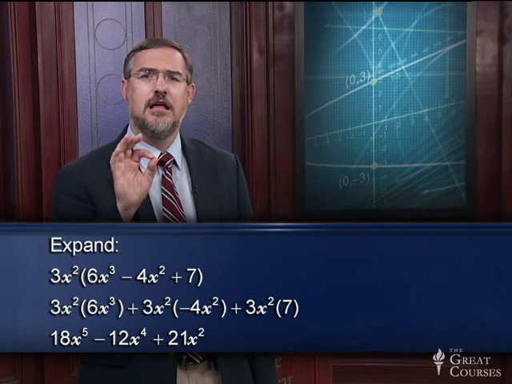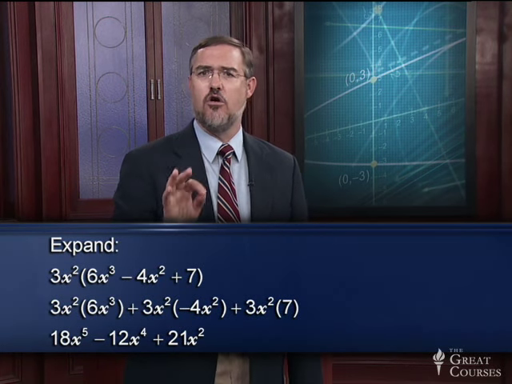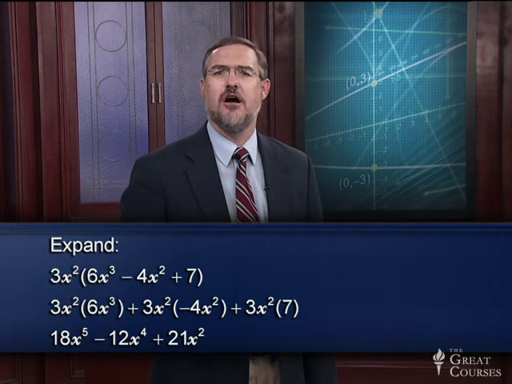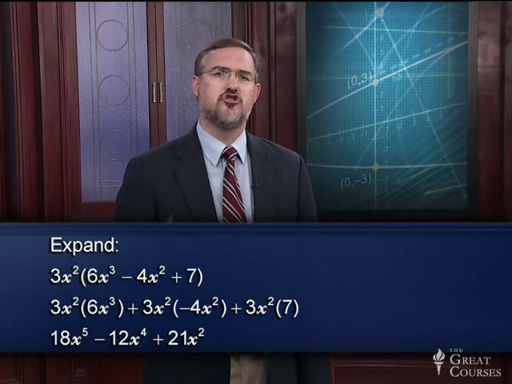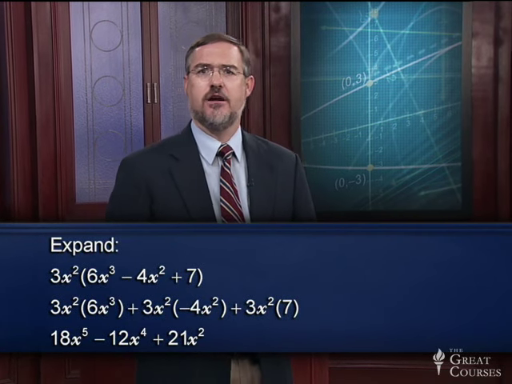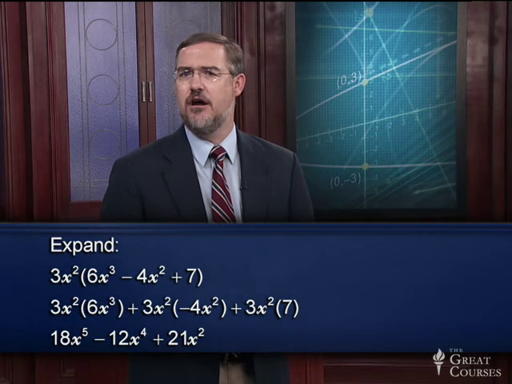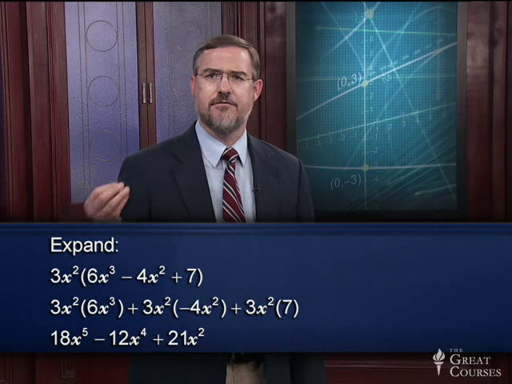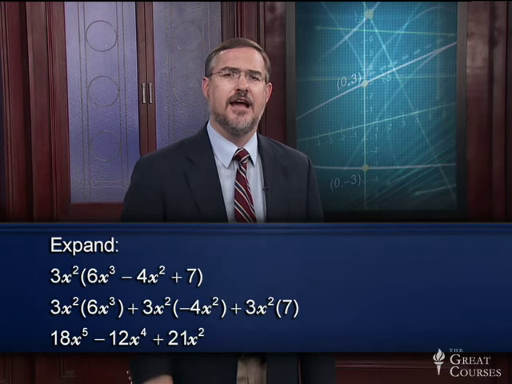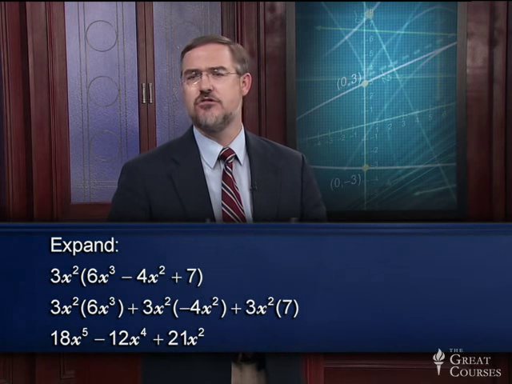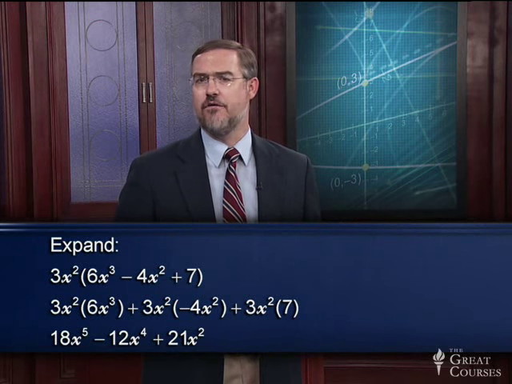Notice in this problem that the degree of the result we got after the multiplication is exactly the sum of the degrees of the two polynomials with which we started. We started with 3x squared and 6x cubed minus 4x squared plus 7. Look at the two degrees. The degree of the first polynomial was 2 and the degree of the second polynomial was 3. And notice that in the final answer, the degree was 2 plus 3, or 5.